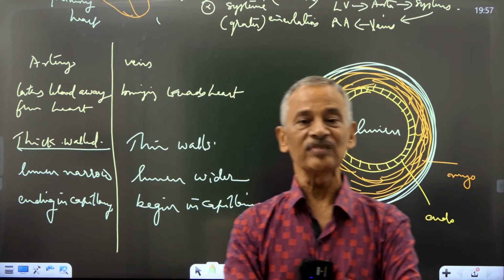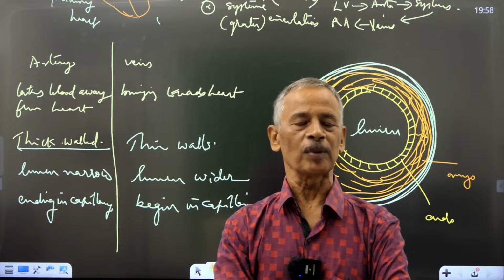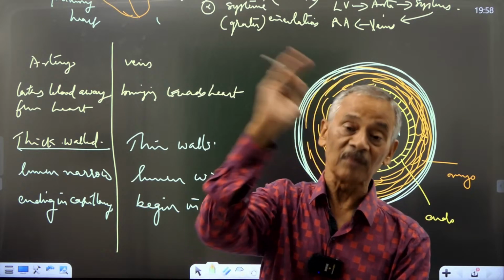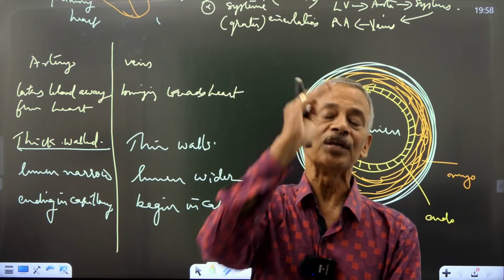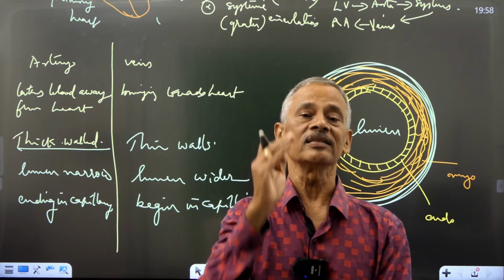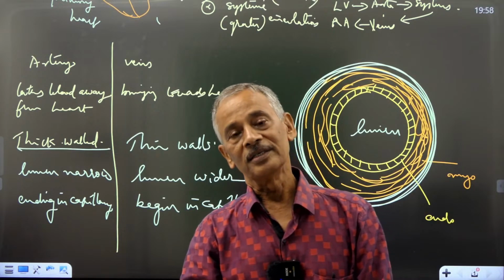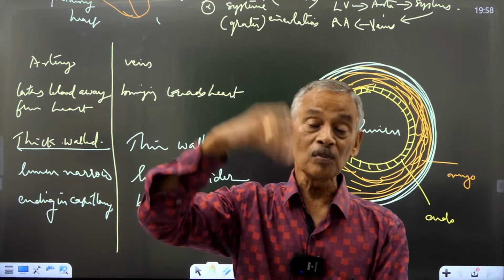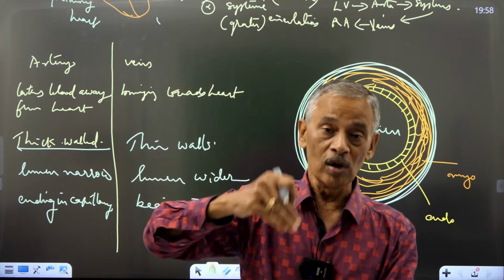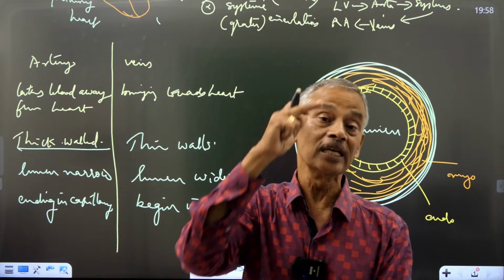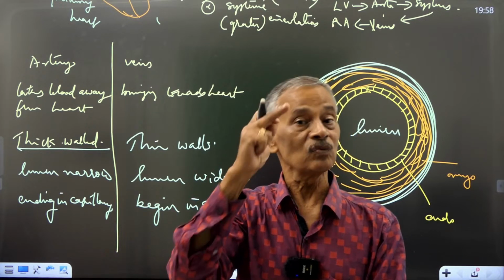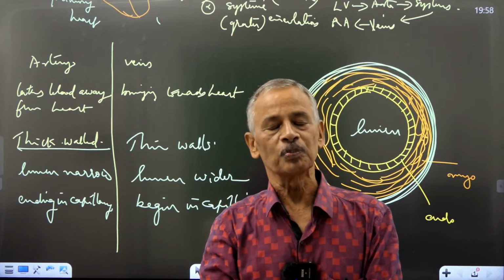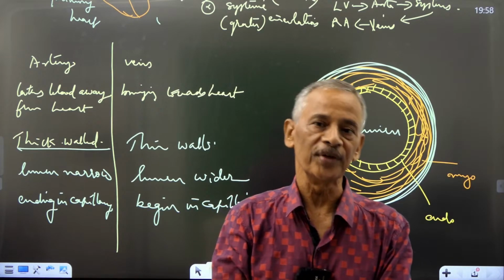Don't think that arteries will always be carrying oxygenated blood. No, you are having the pulmonary artery. The pulmonary artery is taking blood away from the heart. That's why it is an artery. It contains impure, deoxygenated blood, carrying it to the lungs for oxygenation. Whereas pulmonary veins are bringing blood towards or to the heart. They are bringing in pure blood. Though it is a vein, it is carrying pure blood. Because it is bringing blood to the heart, it is called a vein.